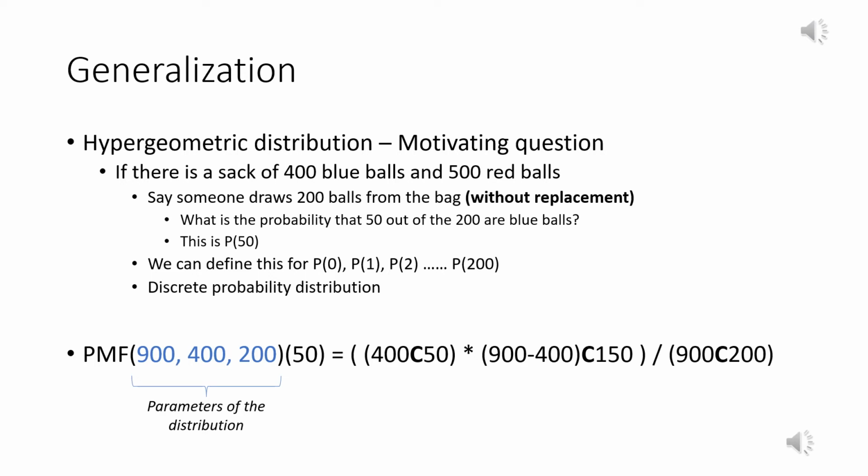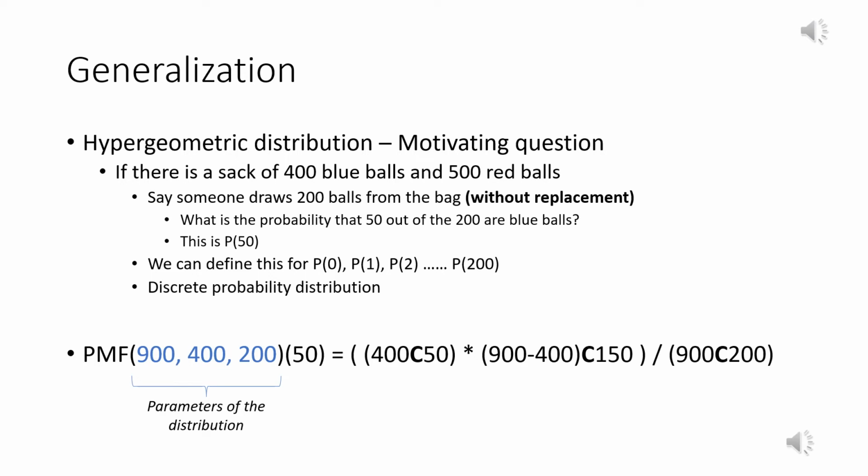Because 400 is the total number of blue balls, and we can take 50 balls in any number of ways from that. So that combination is multiplied by the red ones: we are taking 200 balls, so we have to take 150 from the red balls. The number of red balls is 500, which is 900 minus 400. So from 500, we take 150. This is the combination in which we will have 50 blue balls and 150 red balls.